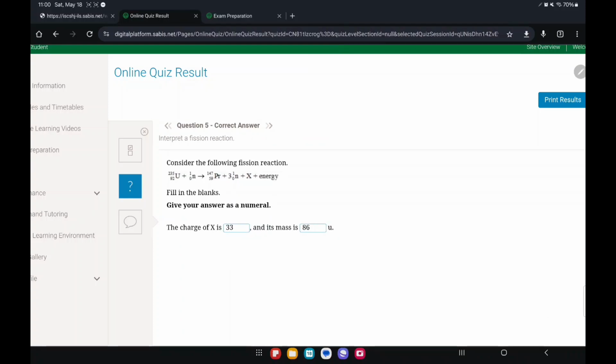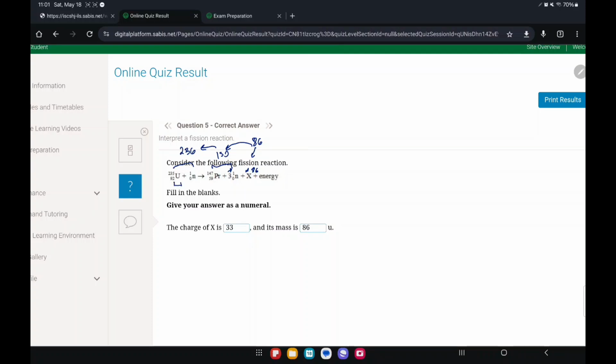Question 5. The charge of X is 33 and its mass 86. How do you know? 235 plus 1, 236. 147 plus 3, it's 150, because 3 times 1. So I'm missing something over here. I need to add something plus 150 to get 236. And that's 86. So the mass of this X is 86.